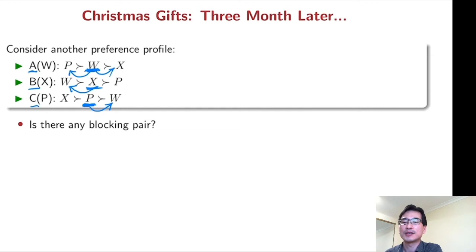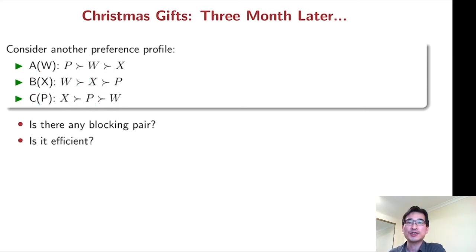And C will be happy with X, but Bob is not going to switch P with X. So there is no blocking pair.